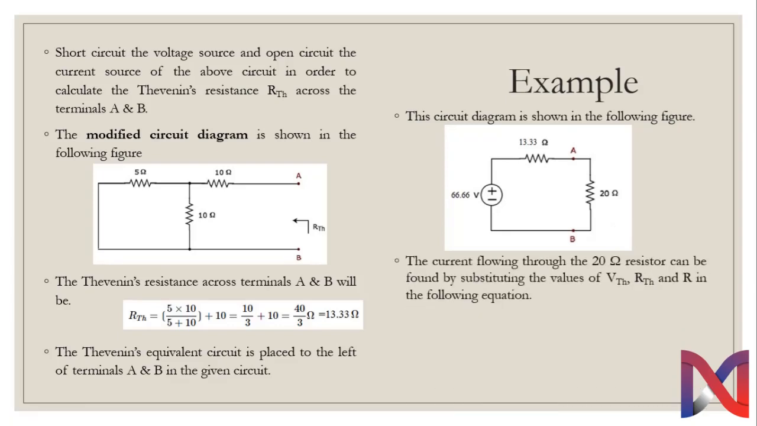The current flowing through the 20 ohm resistor can be found by substituting the values of VThevenin, RThevenin and R in the following equation. I is equal to VThevenin divided by RThevenin plus R. This is the final equivalent resistance of the circuit. So we get our current as 200 divided by 3, which was our voltage, 66.66, divided by 13.33 plus 20. So after simplification we get our current as 2 ampere.